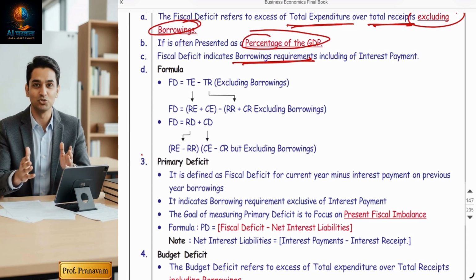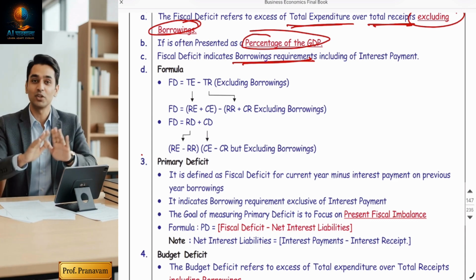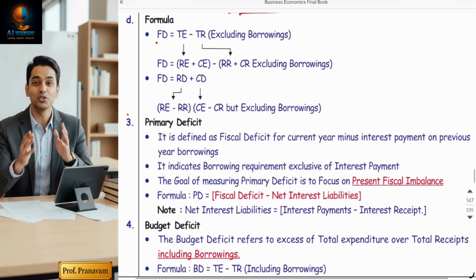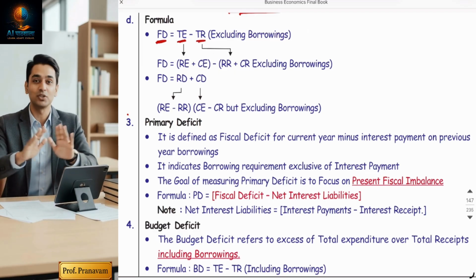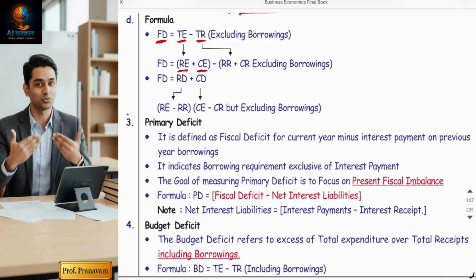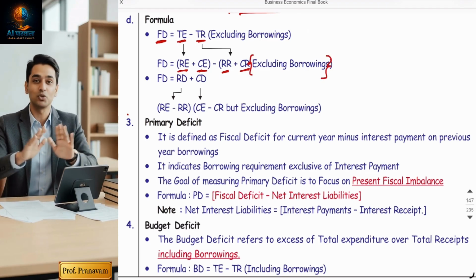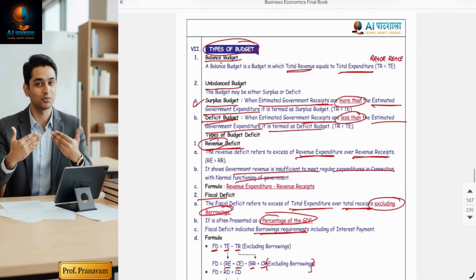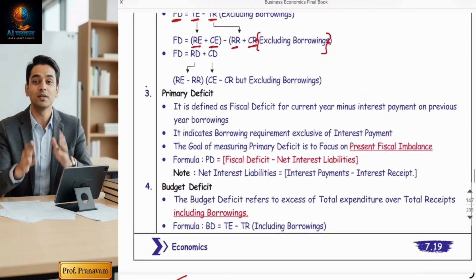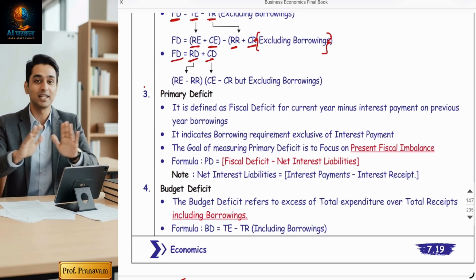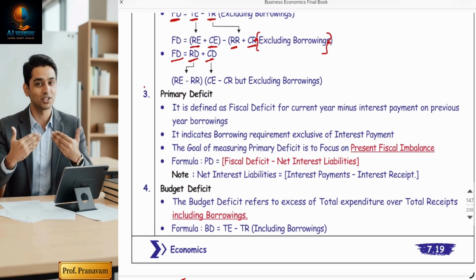Fiscal deficit indicates the real deficit before taking the loan, and the deficit amount indicates how much borrowing the government has to do. So the formula is: fiscal deficit is equal to total expenditure minus total receipts, excluding borrowing. When I say total expenditure, I mean revenue expenditure plus capital expenditure, minus revenue receipts plus capital receipts, excluding borrowings. Am I correct? Then one more formula: fiscal deficit is revenue deficit plus capital deficit. Both can be added.